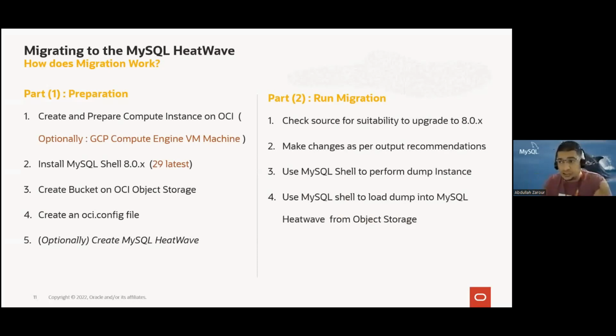And I use the latest shell tool so that I will always have the latest functionality. I will create something called a bucket in the object storage, which I will use to store my data. Then I create the config file, which is the authentication file from object storage to the MySQL to dump the data. And then I will run the real migrations by checking the source. Is it ready to upgrade? Is it okay to do with these recommendations? Then I will verify my applications.